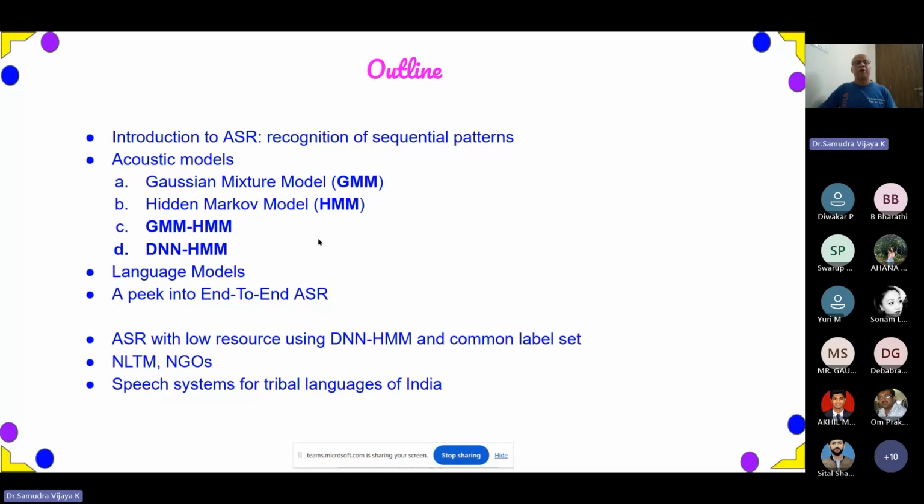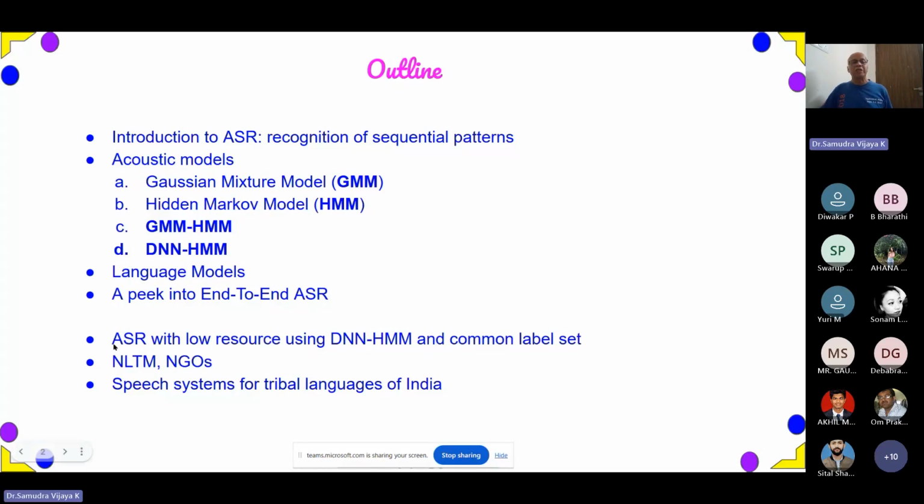Then, also touching upon the basic concepts, I will talk about automatic speech recognition with low resources. Low resource means low speech data, their transcriptions and so on, using the traditional model, which used not only a statistical model called hidden Markov model, but also neural networks, at least the basic version of the neural network.